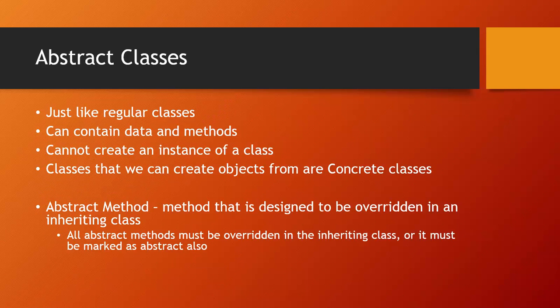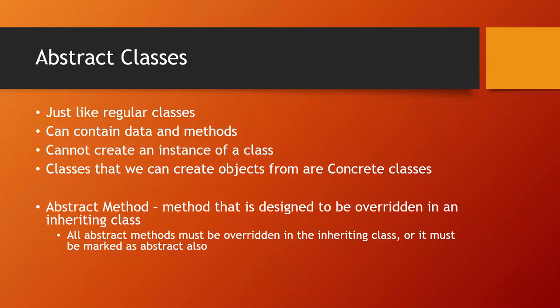Now, an abstract class is just like a regular class. It can contain data and methods, but we can't create an instance of an abstract class. So an abstract class is almost like a basis. It's like the blueprint for what we want our inherited classes to look like. If we could create an instance of a class, it would be considered a concrete class. Again, with an abstract class, we can't create instances of those objects.